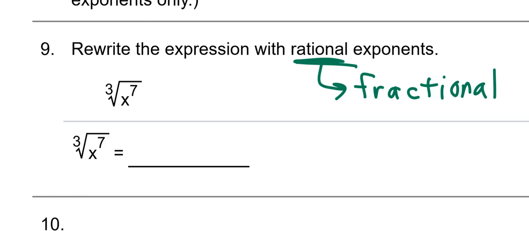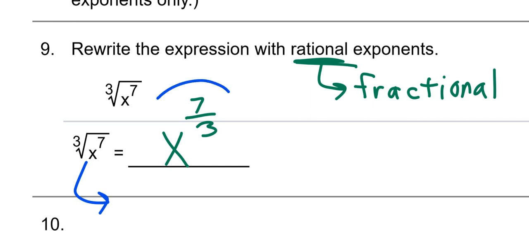Hey, a lot of good answers. X to the 7/3. Quick question. This question doesn't ask this, but I'm going to ask it anyway. If I asked you to simplify this radical, let's do that right now. Simplify that radical. Now, I know that's not a part of this question. The actual answer to that question is x to the 7/3, just like many of you have written down.